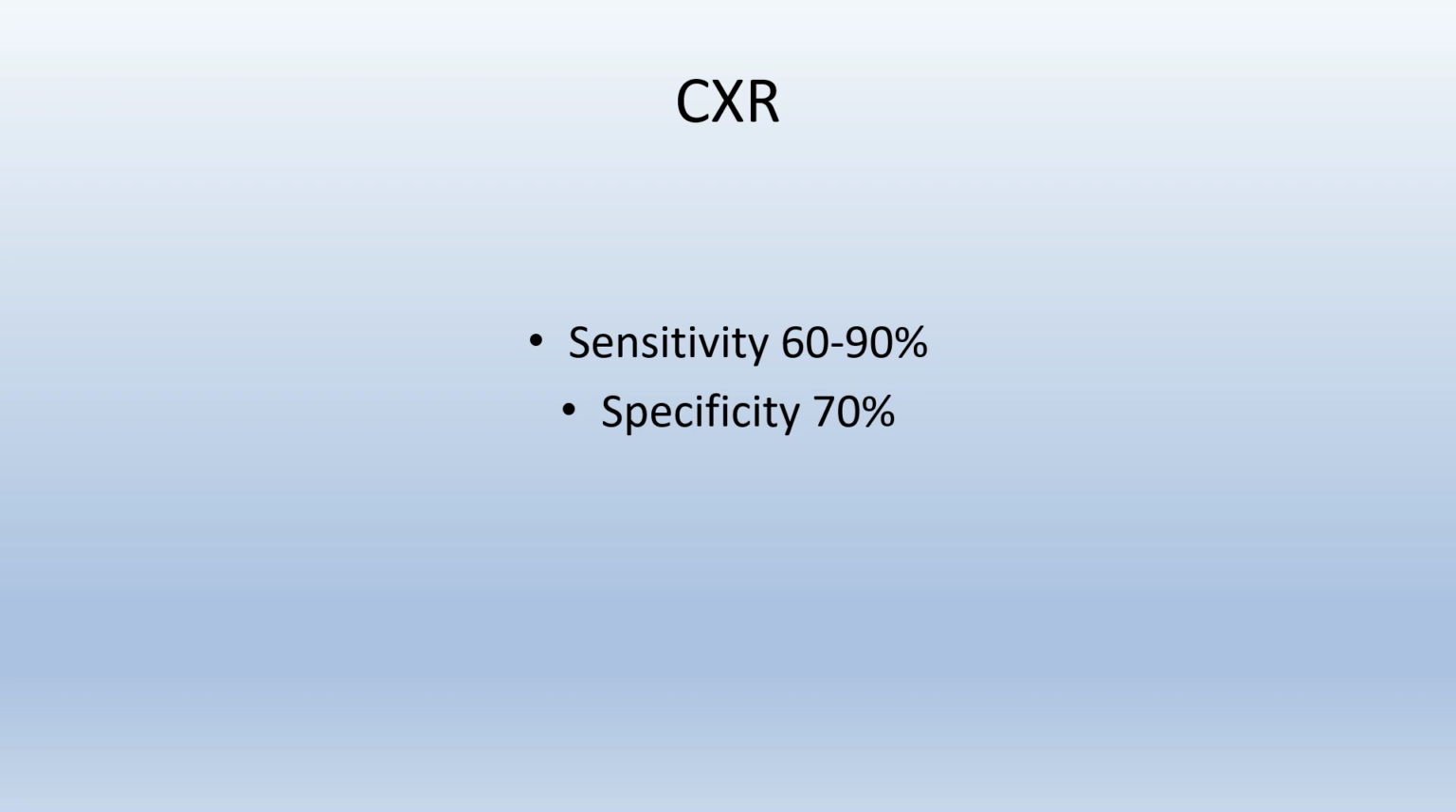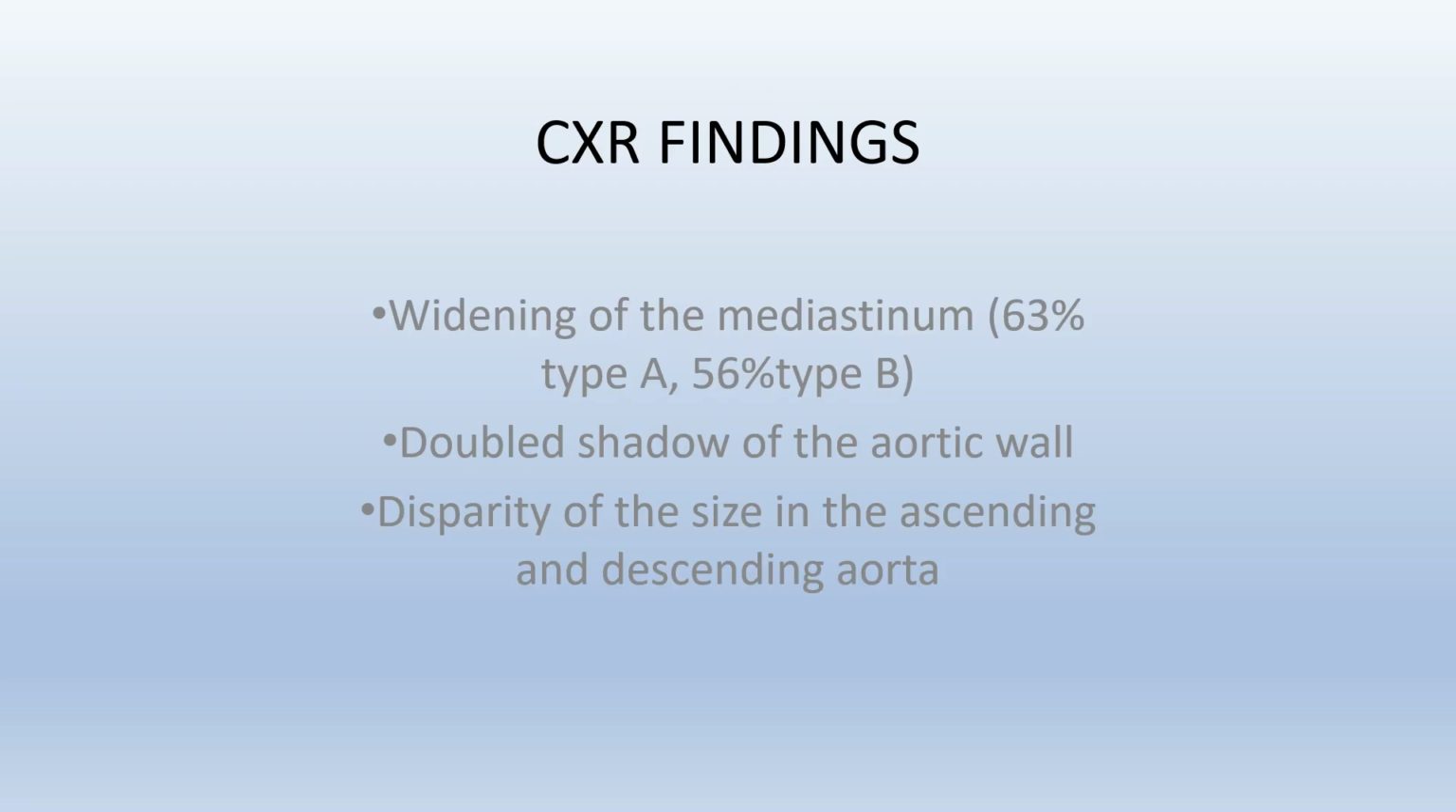Chest X-ray has a sensitivity of 60 to 70% and specificity of 70%. Chest X-ray findings include widening of the mediastinum, in 63% of type A and 56% of type B, double shadow of the aortic wall, and disparity of size between the ascending and descending aorta.